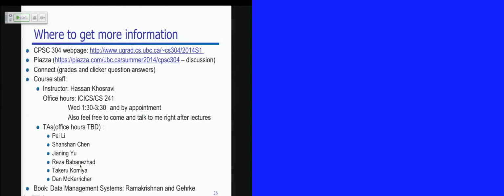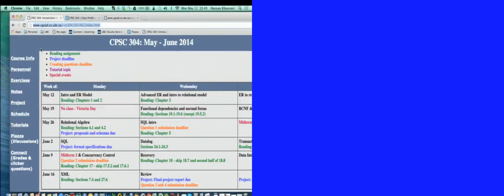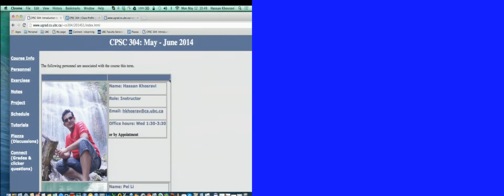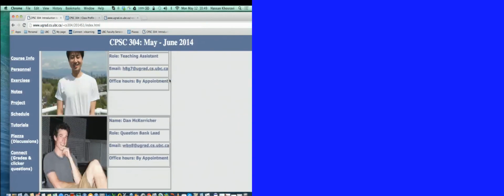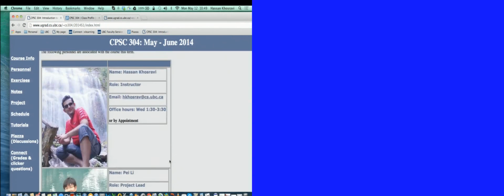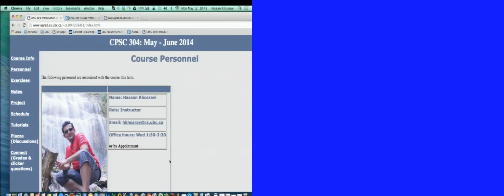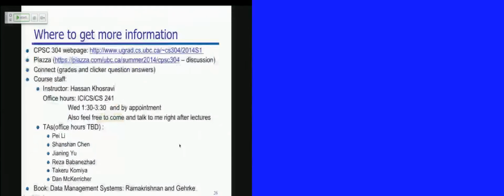TAs will also have office hours that are to be announced, but you can also just contact them if you have any questions. There's a personnel page here with information about the TAs for the course, their email, and you can email them to ask for an office hour. The book we're going to use for this course is Database Management Systems. This is the course textbook we're going to have the readings from. Any questions?